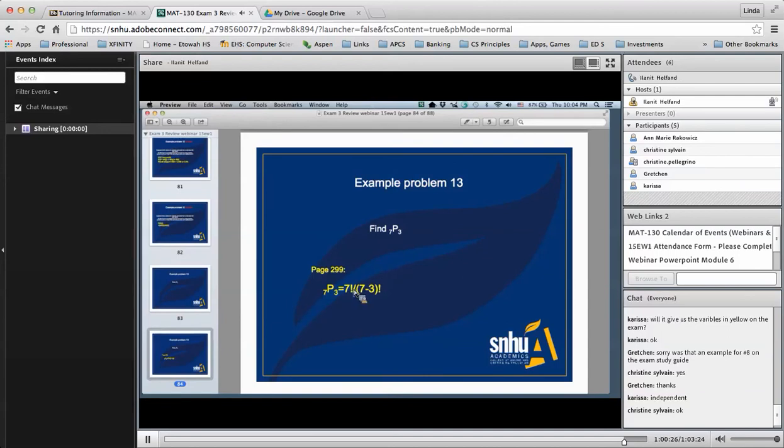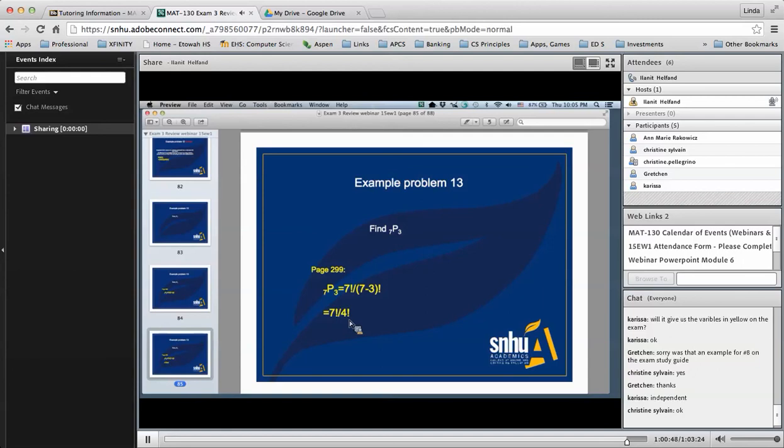Our formula for permutations, which you can see on page 299, is n factorial, and remember the exclamation point is called factorial, divided by n minus r factorial. So on the bottom I have 7 minus 3 factorial. I haven't told you what factorial is if you're not familiar with it, but let me simplify the 7 minus 3. The 7 minus 3 is 4. So now I have 7 factorial divided by 4 factorial.